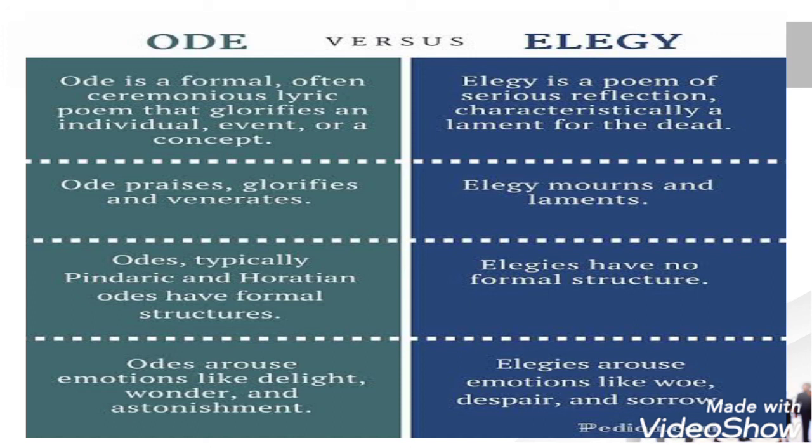John Keats' Ode on a Grecian Urn and Thomas Gray's Elegy Written in a Country Churchyard are prescribed in your syllabus for study. Read these poems and try to identify various features associated with these poetic forms which we have already discussed in this video lecture.